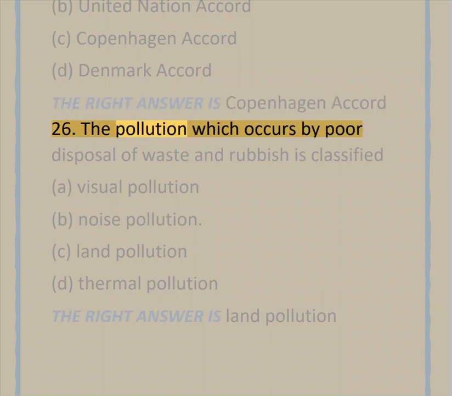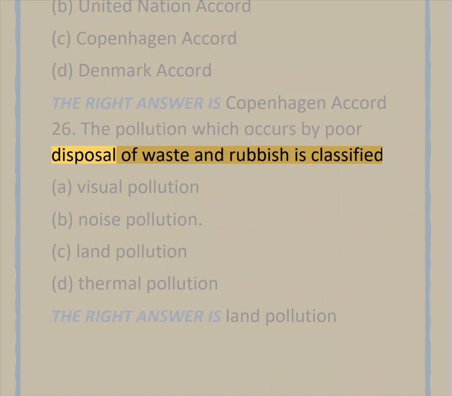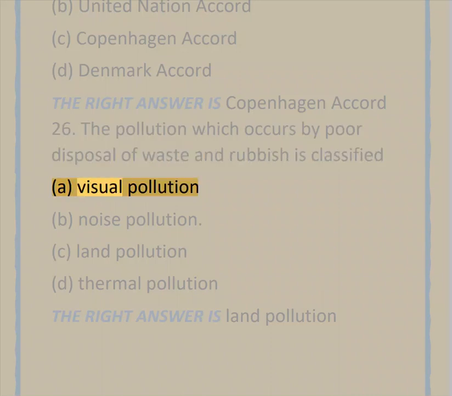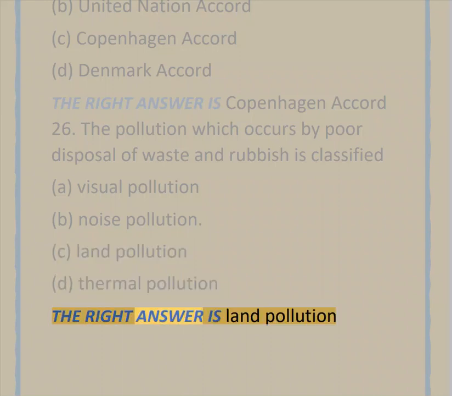26. The pollution which occurs by poor disposal of waste and rubbish is classified as A. Visual pollution, B. Noise pollution, C. Land pollution, D. Thermal pollution. The right answer is land pollution.